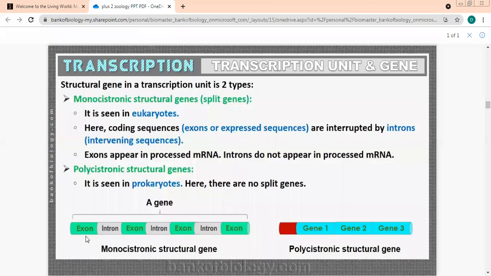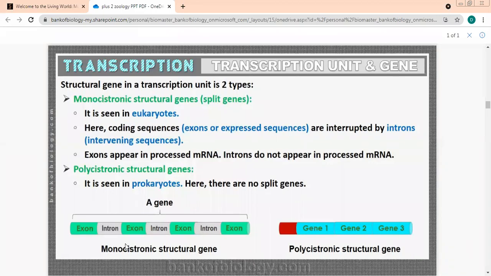So what happens when you get an RNA processed, you will get it in parts. This will process, this will not process, this will process, this will not process. So what are we going to get? It's in parts, it's in splits. That is why these genes are known as split genes. Some parts are able to express themselves, in the middle they are interrupted by introns, which are not able to express themselves. Exons appear in processed mRNA, but introns do not appear.